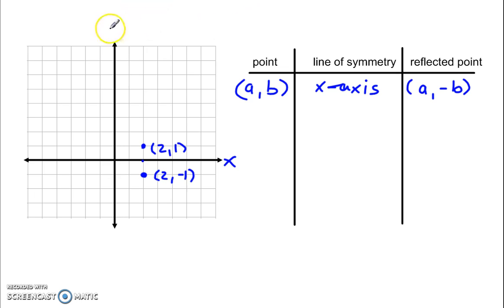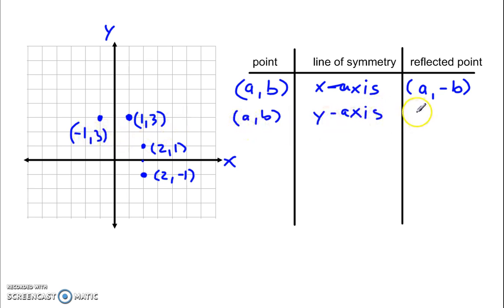Okay, reflecting across the y-axis, say I have a point here. This is 1 and 3. And I reflect this across the y-axis. I'm going to have negative 1 and 3. Okay, so if I have points A and B and reflect them across the y-axis, then I now have negative A and B doesn't change, right? So if I'm reflecting across the y-axis, the y value doesn't change. If I reflect across the x-axis, the x value doesn't change.